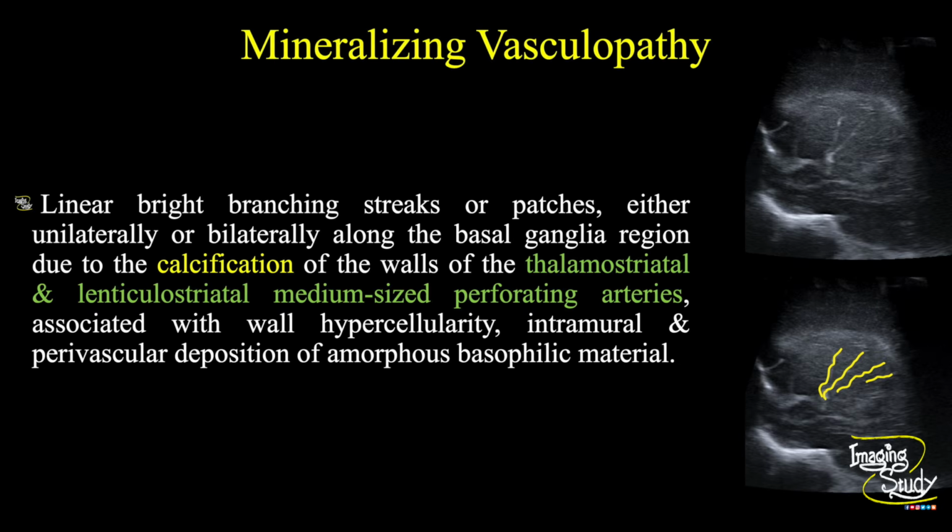Mineralizing vasculopathy is actually the linear bright branching streaks or patches, either unilaterally or bilaterally placed along the basal ganglia region, due to the calcification of the walls of the thalamostriate and lenticulostriate medium-sized perforating arteries, associated with wall hypercellularity, intramural and perivascular deposition of amorphous basophilic material.